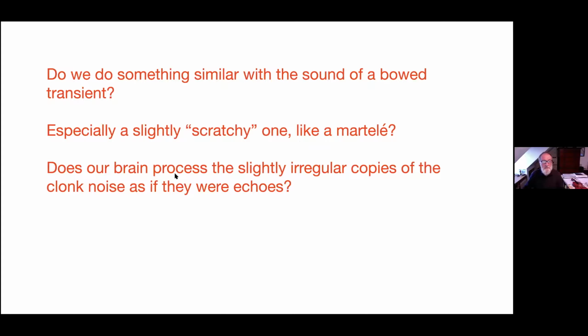So just maybe our brain processes these irregular copies of the clonk noise, and that just might mean that you're slightly better at discriminating one violin from another when you hear a rather scratchy, a martelé, something like that, rather than a super smooth performance. The slightly irregular transient, as long as it's not so long that it's disturbing, might actually help you to get more of that information about the voice of that particular violin. It might not, it's a speculation.